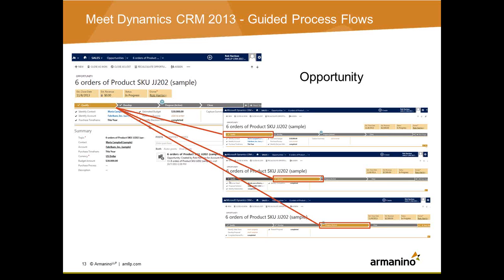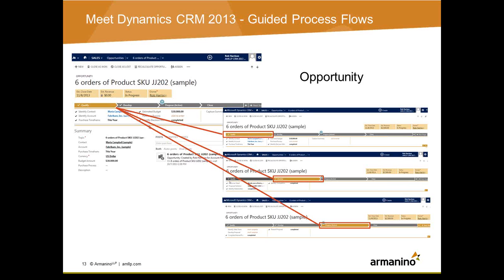This is an example of one of the new features, which is referred to as guided processes or guided process flows. And what it allows us to do, in this example, it's an opportunity, of course. It allows us to define stages that we go through in pursuing the opportunity. And then within each one of those stages, we can define the steps that are necessary to accomplish along that way. And this is completely configurable. This is an example of what it looks like when it comes out of the box.